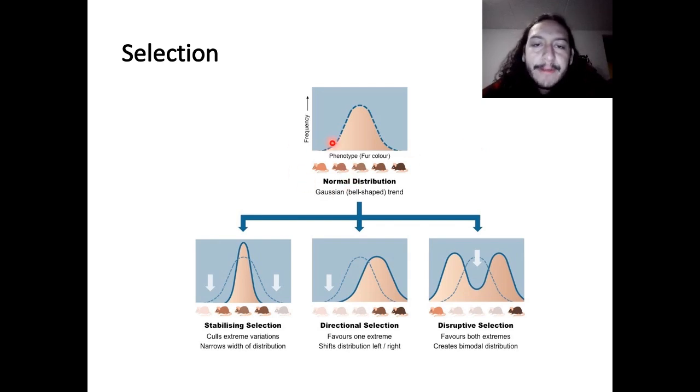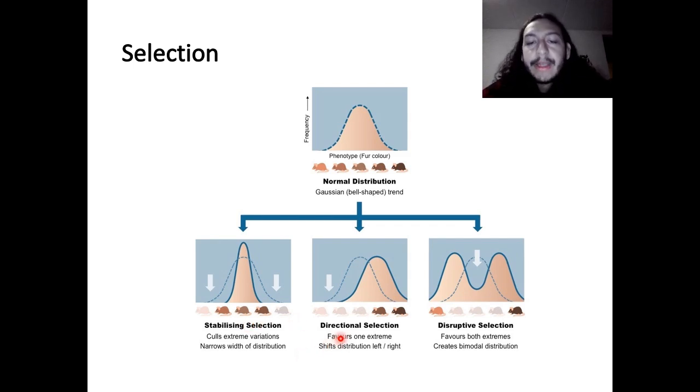So if you see, for example, that this brown, the middle color morph, is starting to become more and more frequent in the population, then you can see stabilizing selection. It is going to eliminate extreme values of phenotypes, and it's going to narrow the width of the distribution, because this is the phenotype that is going to better match the environment, and it's the one that is going to be selected for in this population.